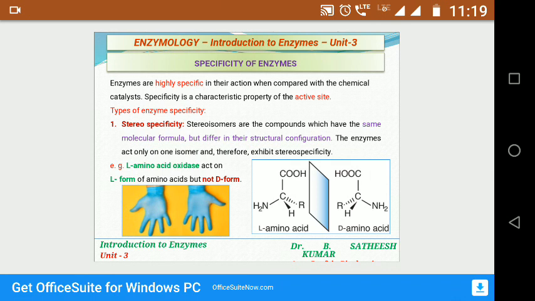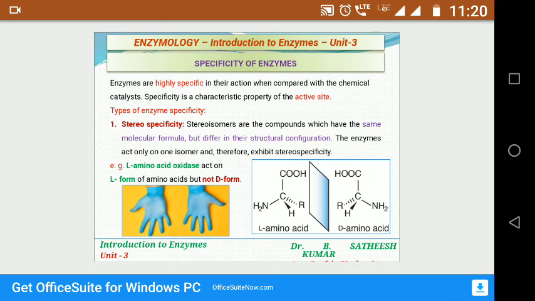Like the right hand glove, if you try to put our left hand in the right hand glove, it does not fit. But both hands look the same. But in fact, they are mirror images of one another. So in the same way, some of the enzymes are very specific.